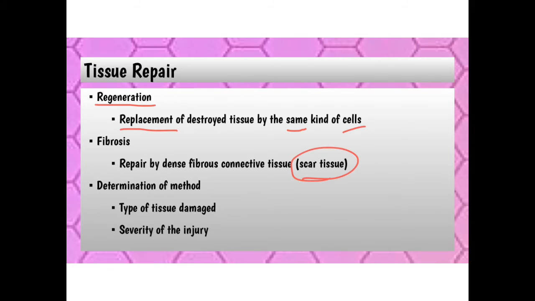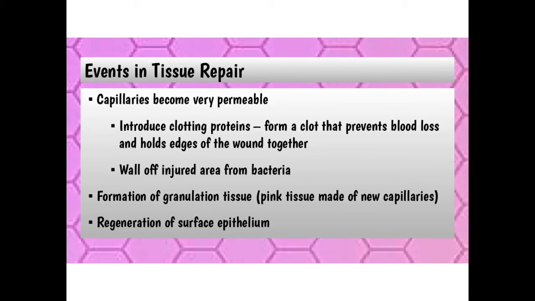So the steps that occur in tissue repair, so first your capillaries, which are your very small blood vessels, they become very permeable. So they become very permeable to nutrients, white blood cells, all sorts of things that are going to help repair that tissue. Also, clotting factors or clotting proteins are going to be introduced to the area to form a clot, and that's going to prevent blood loss and hold the edges of the wound together. It's also going to wall off the area from bacteria, so we don't want bacteria getting in there, causing an infection, and making that a life-threatening event for the individual.